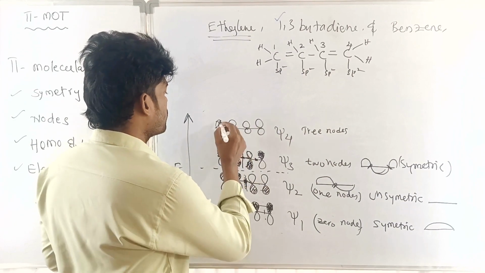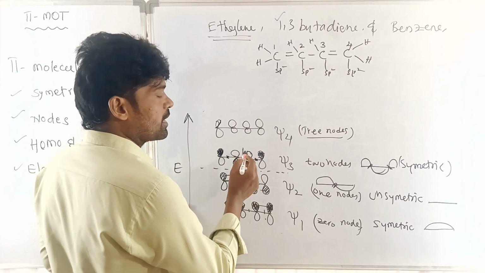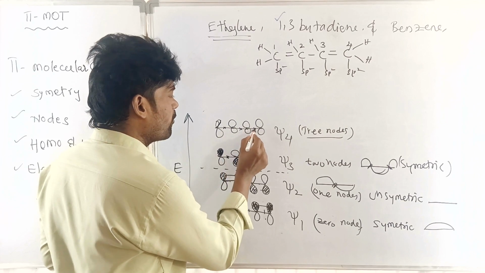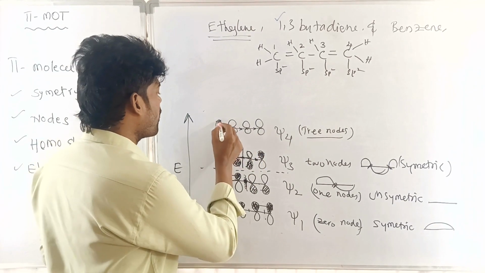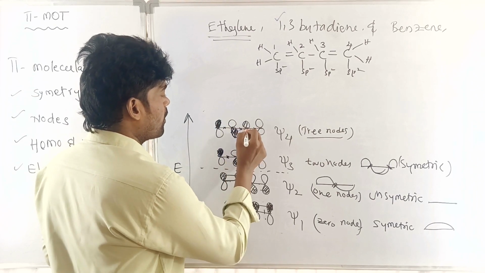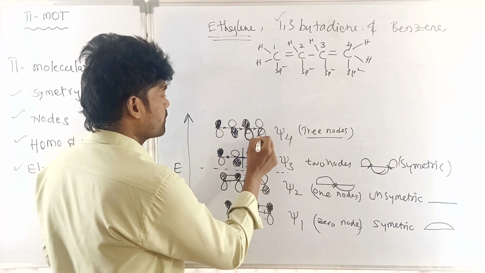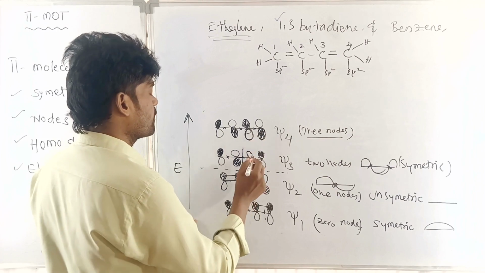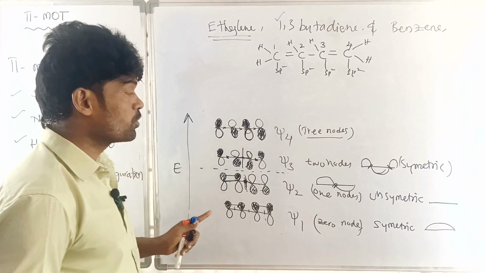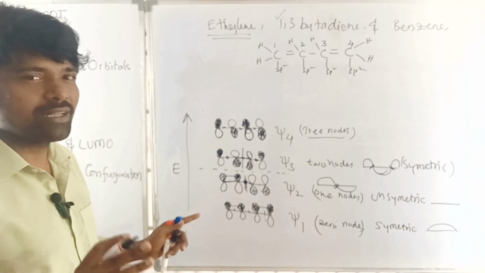Then coming to psi 4. In psi 4 I am taking three nodes. There is a critical logic point. So three nodes means here one node, here one node, here one node, three nodes. So that means all are opposite. All are opposite. Very simple. You have to practice this 2-3 times, because once you start practicing, it is very easy. Otherwise, a little confusion will be there.